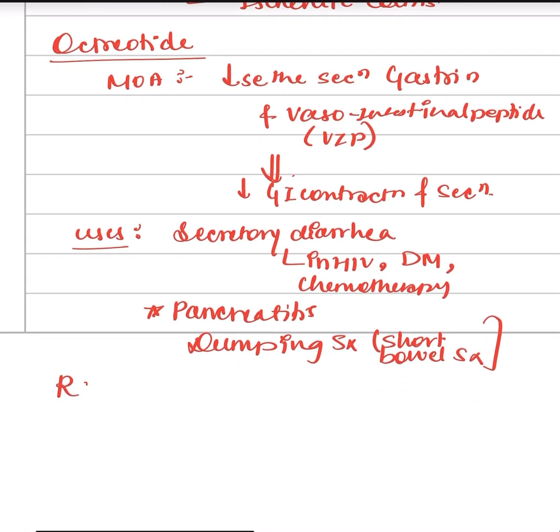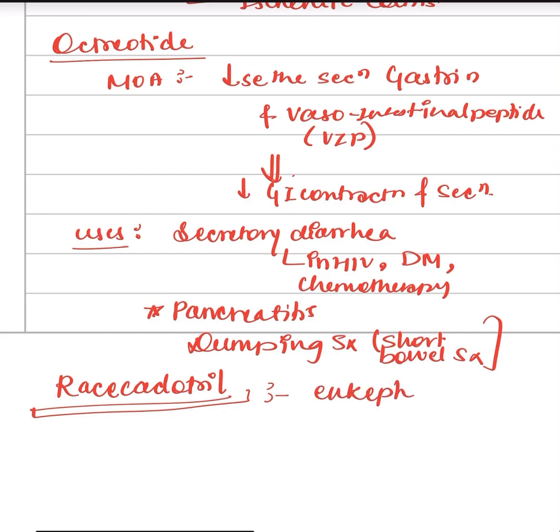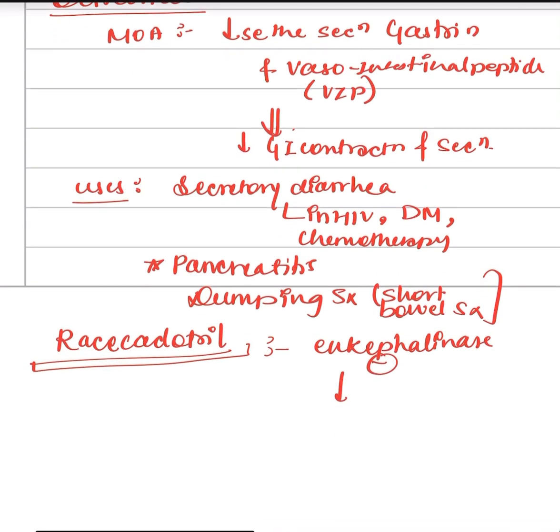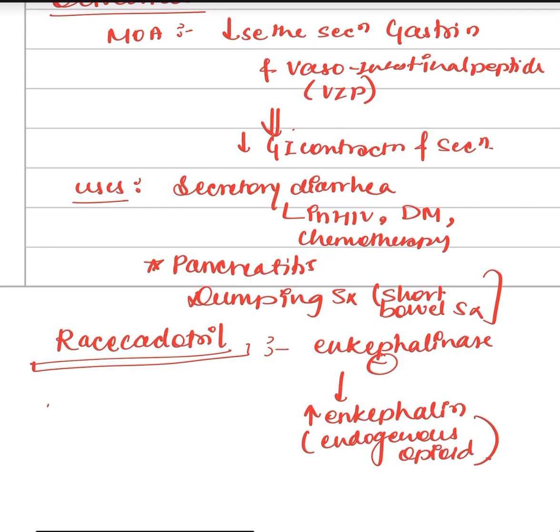Next, we can use the drug which I was talking about, racecadotril. This drug will inhibit the GI secretions. It inhibits the enkephalinase, which will increase the enkephalin, which is an endogenous opioid. What other uses? It is used in children with acute diarrhea.